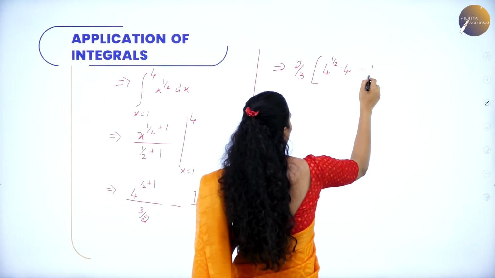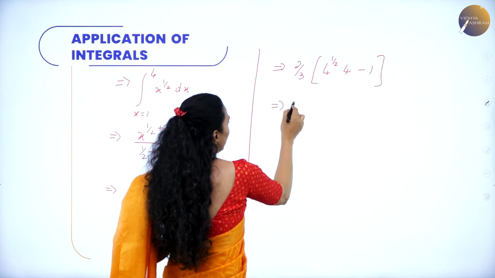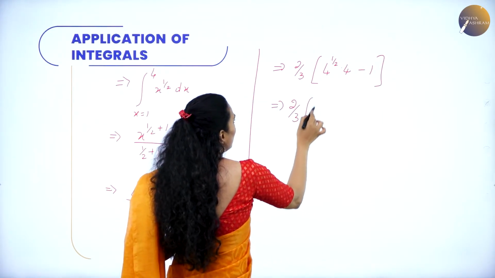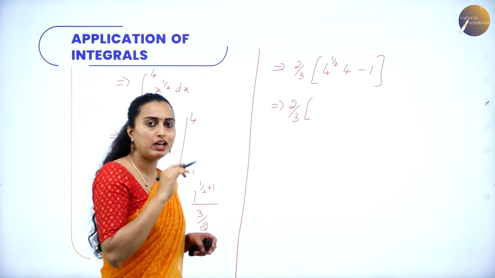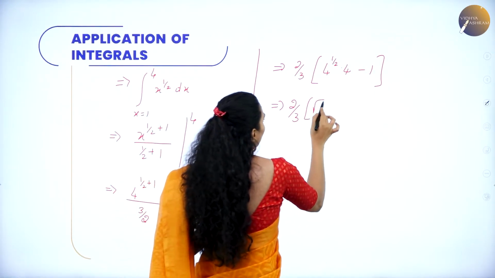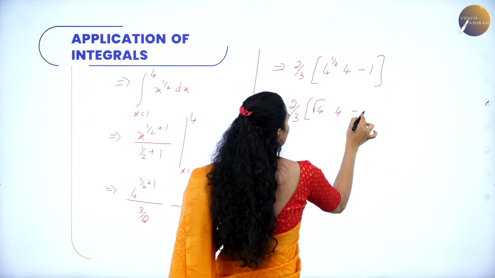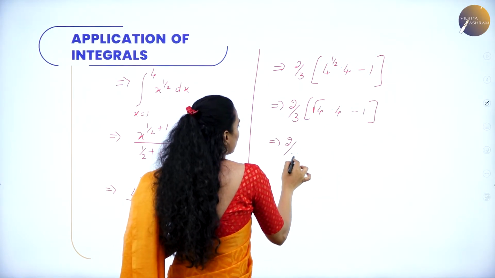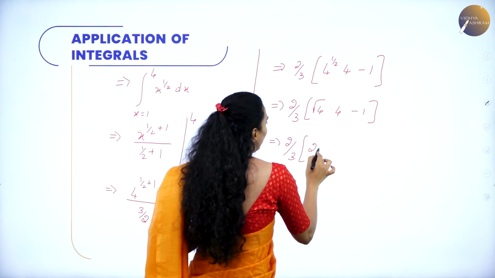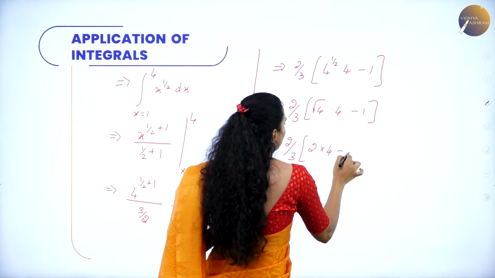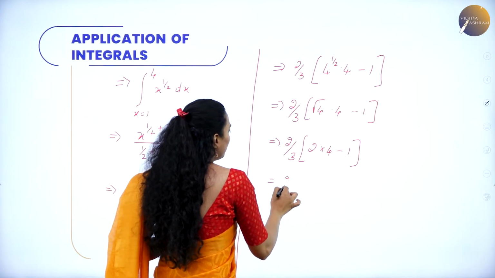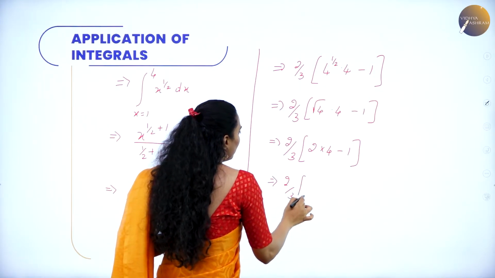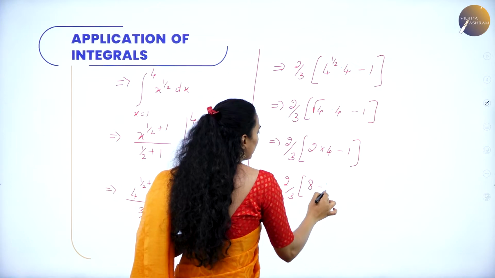So minus 1. Now 2/3 into 4 to the power of 1/2, which is nothing but root 4, into 4, minus 1. The root of 4 is 2. So 2/3 into (2 into 4 minus 1). Therefore, 2/3 into (2 into 4, which is 8, minus 1).